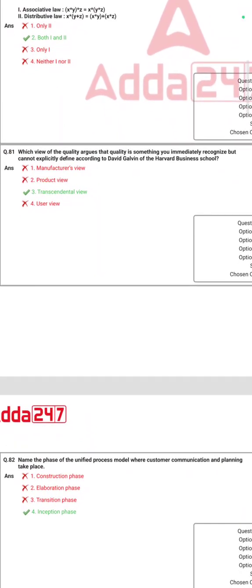Which view of quality argues that quality is something you immediately recognize but cannot explicitly define, according to David Garvin of Harvard Business School? Transcendental view.